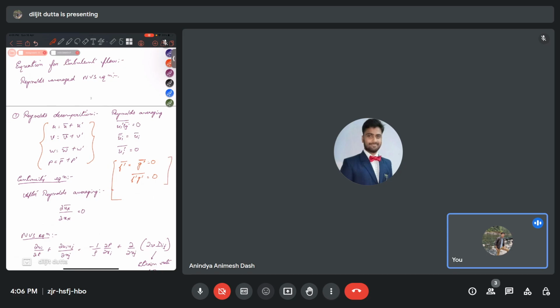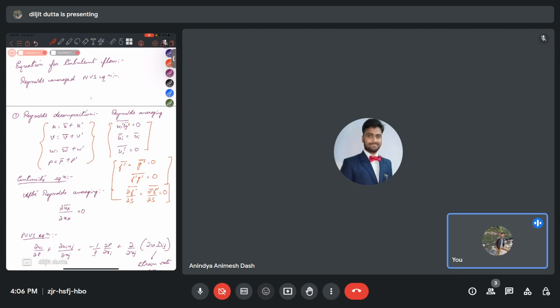And also, if we are taking the derivative of these fluctuation terms, be it the first derivative or a second derivative, it will be 0. These are three properties, and the other three properties are these.